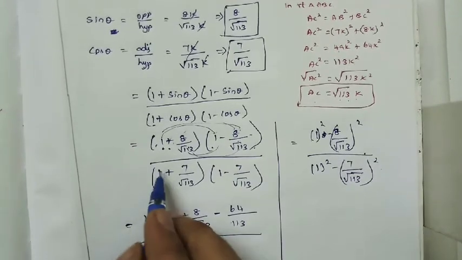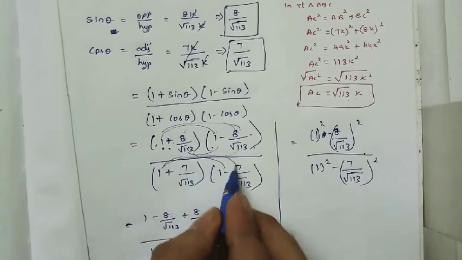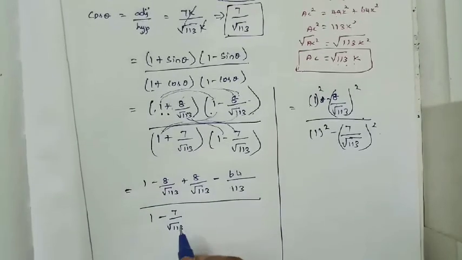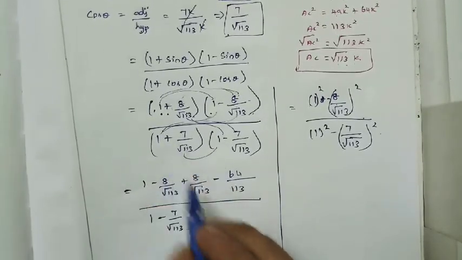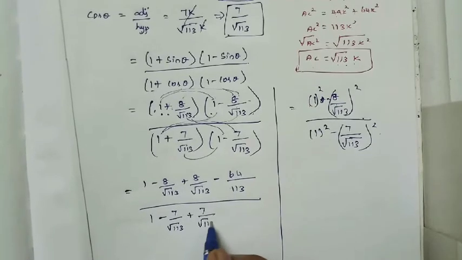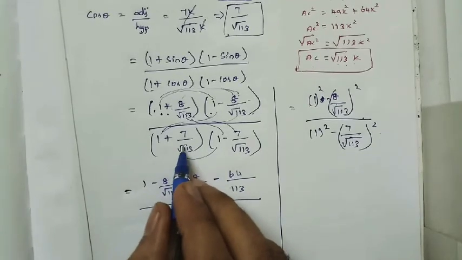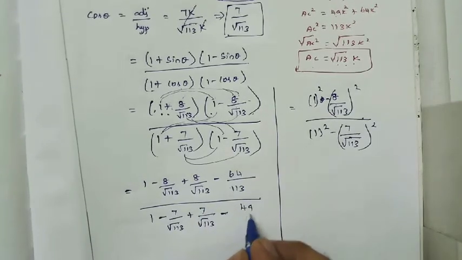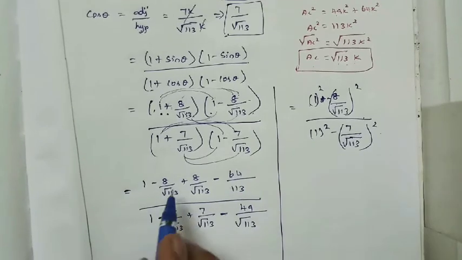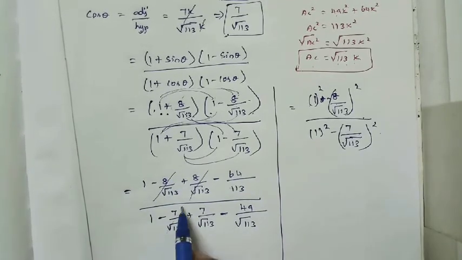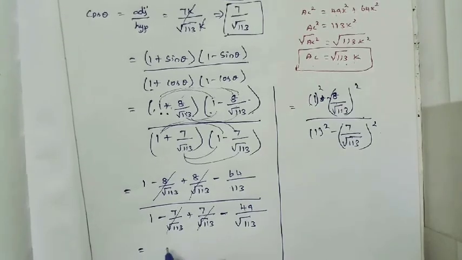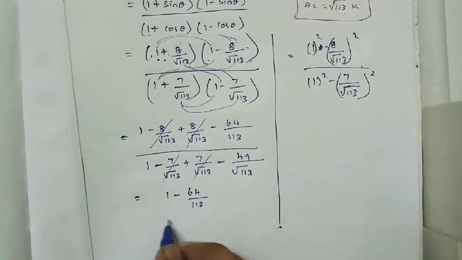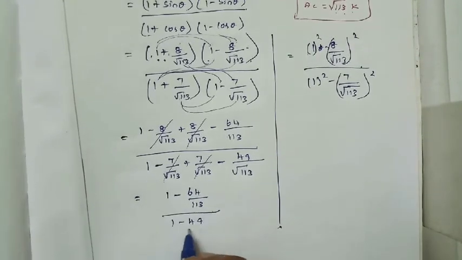Whole divided by the same thing: 1 into 1, 1. And 1 into minus 7 divided by root 113. Next multiplying with the other term, plus 7 divided by root 113 into 7 divided by root 113. It is minus 7 7s are 49 divided by 113. Simplify: minus 8 plus 8 will get cancelled, minus 7 plus 7 will get cancelled. So remaining is 1 minus 64 divided by 113, and here 1 minus 49 divided by 113.